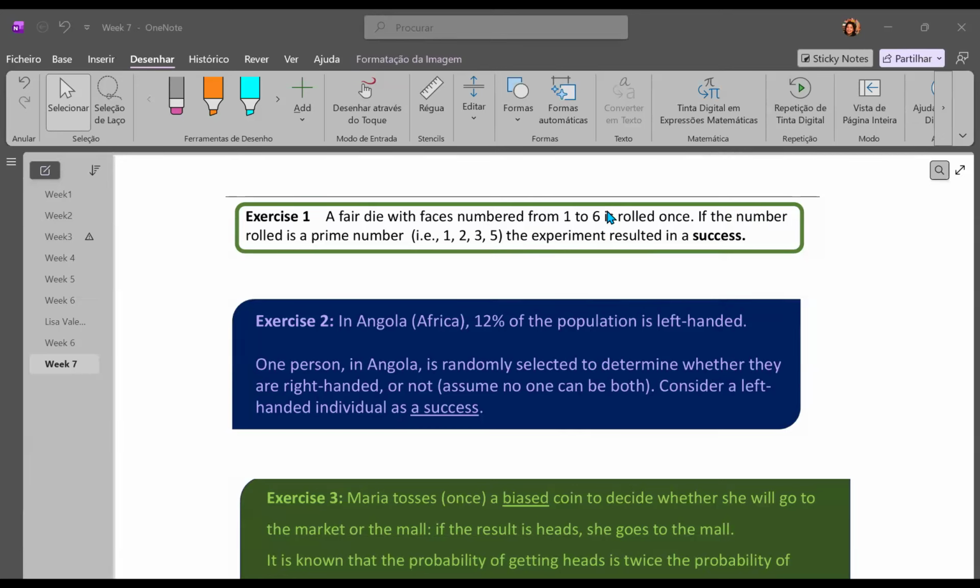You are assuming in the setting of this research that no one can be both. Okay, so you are assuming that a person is instinctively or primarily right-handed or left-handed, but they cannot be both. Okay. Now, the research means to identify the left-handed individuals as a success.